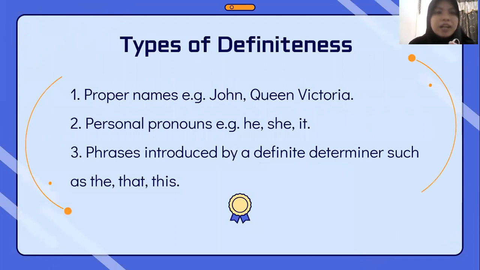And here are types of definiteness. The first, proper names, for example, John, Queen Victoria. And the second, personal pronouns, for example, he, she, or it. And the third, phrases introduced by a definite determiner such as the, that, and this.